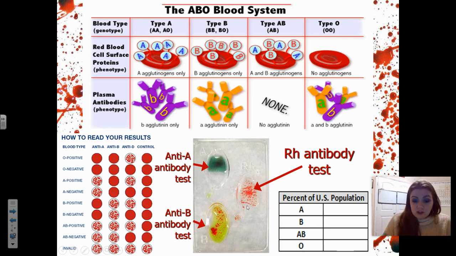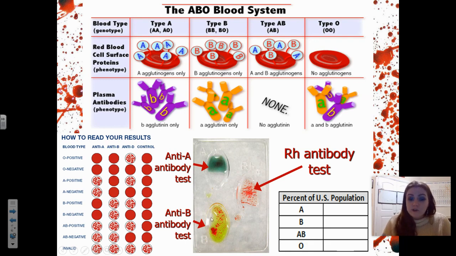So you put the blood in each of these spots, and then you put antibody A, antibody B, and antibody Rh. Remember, Rh is what tells me if you're positive or negative. So if I put antibody A in there and it clumps up on it, remember antibodies clump up on what they're like. So if I have antibody A, it will clump on A. If I have antibody B, it will clump on B. If I have antibody Rh, then it clumps on the positive protein that's on their cell, which is Rh.